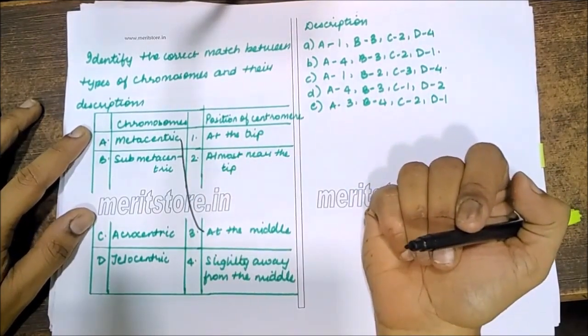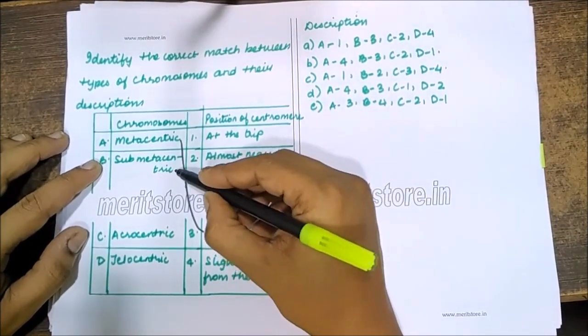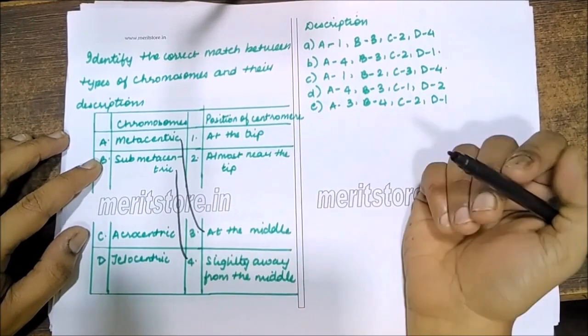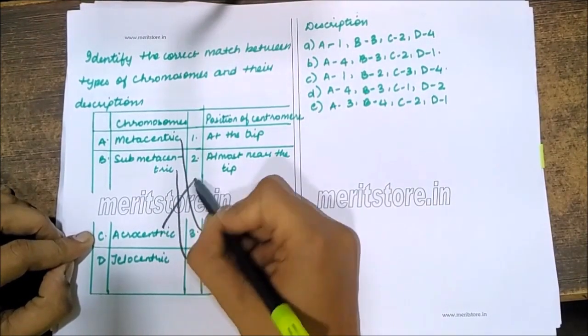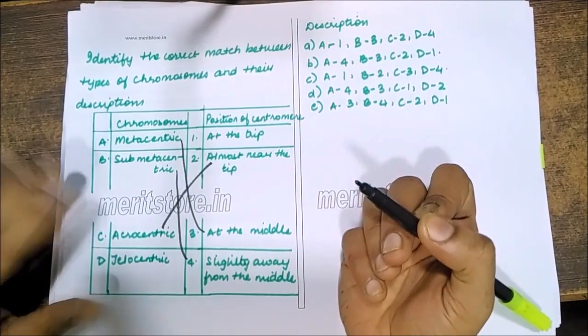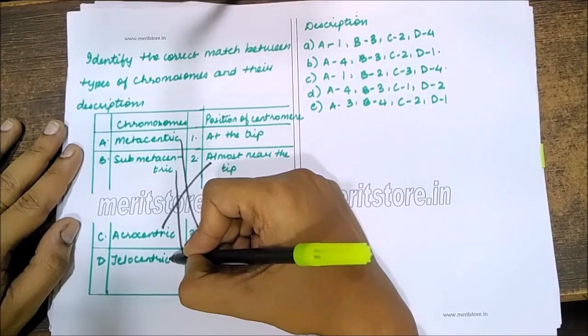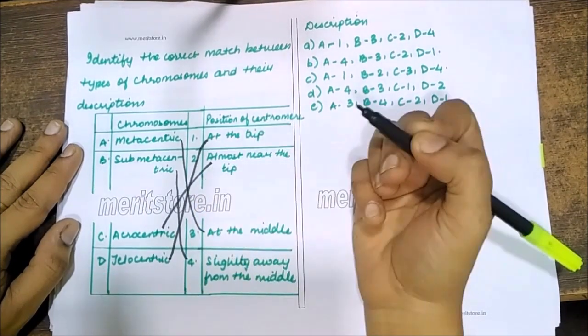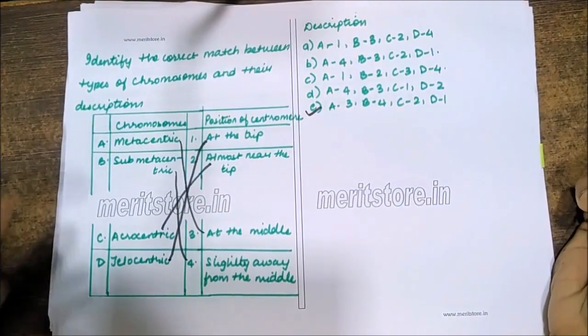Okay, submetacentric means slightly away from the middle. All right, acrocentric is near the tip, almost near the tip, okay. And telocentric means exactly at the tip. Okay, so the correct option is E.